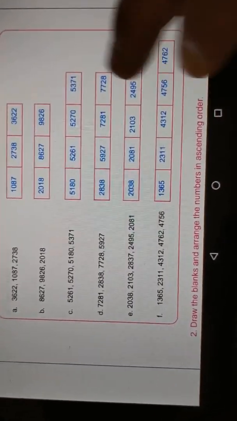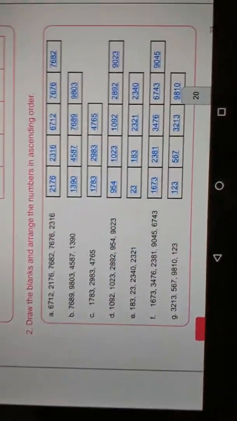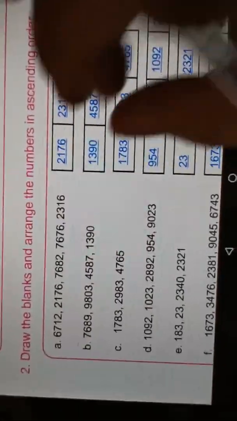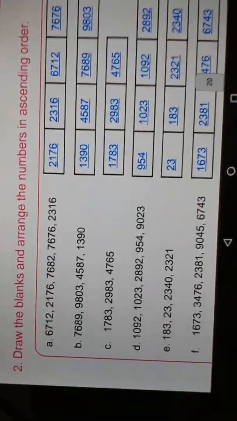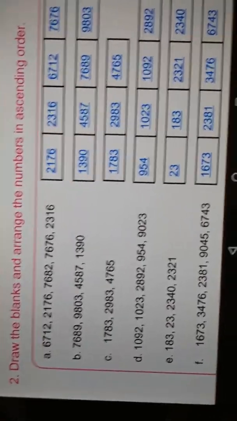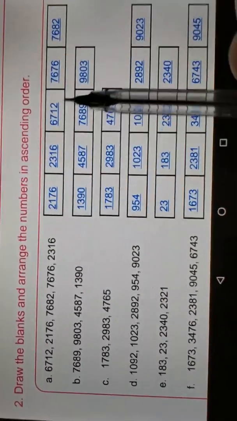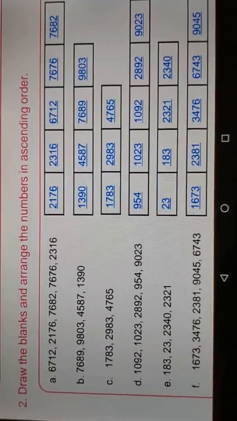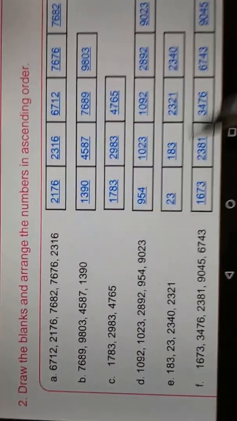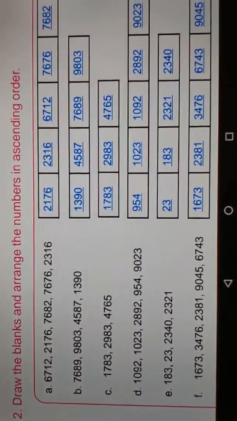Okay students, now we'll start the next question. Next question is draw the blanks and arrange the numbers in the ascending order. So here different numbers are there. We have to arrange these numbers in the ascending order.